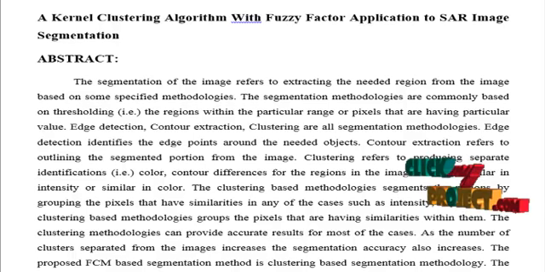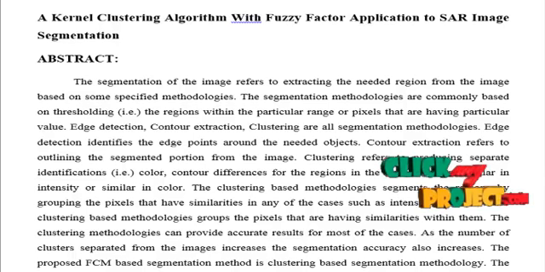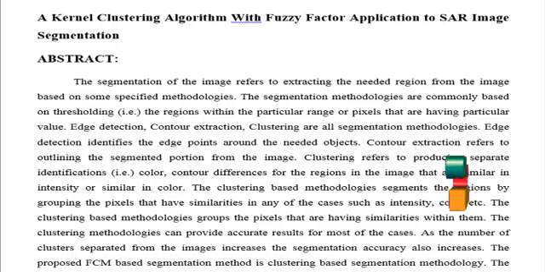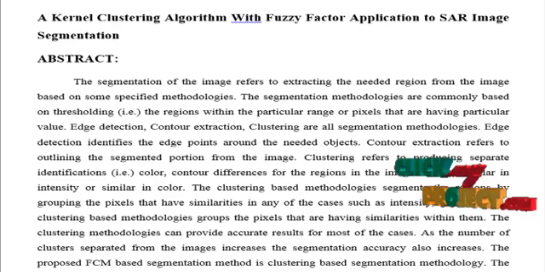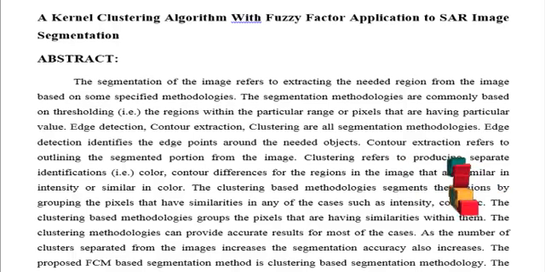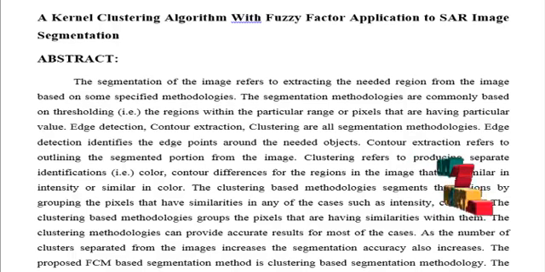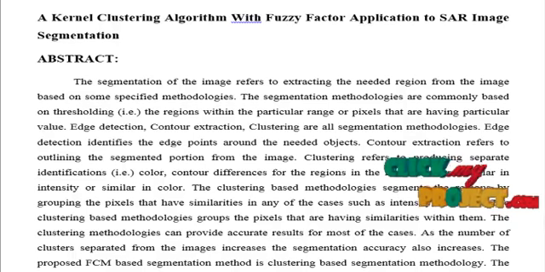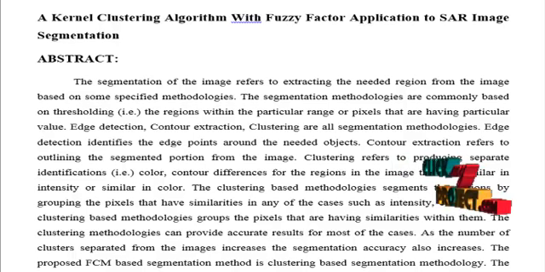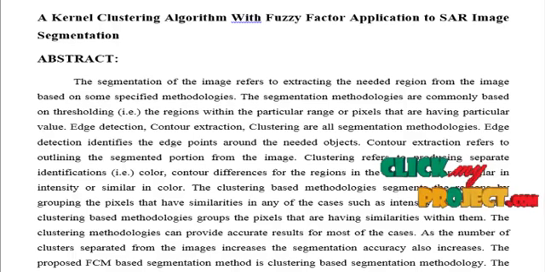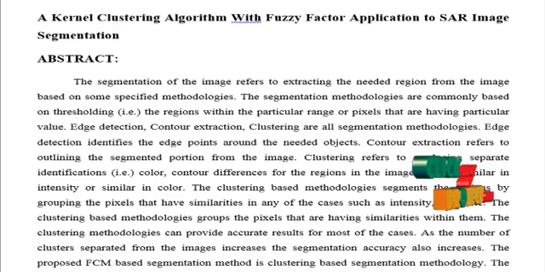Clustering refers to the separate identification, that is color differences or contour differences, for the regions in the images that have similar intensities or similar colors. The clustering based methodologies segment the regions by grouping the pixels. The clustering methodologies provide accurate results in most cases, but in the presence of noises, some of the methods may be affected.